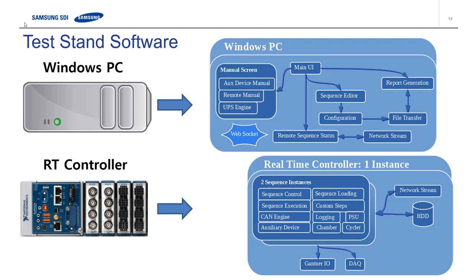So the Windows side will send a network stream request to the real-time side saying, do some work. And then the real-time side will send back what it's doing or how it's doing. And this worked great, except it was kind of costly for what we were doing. The majority of the tests we were doing didn't require a real-time controller at all. It really just needed a Windows PC to do some manual control, to do some very basic stuff.